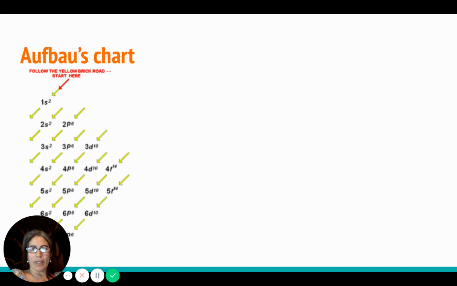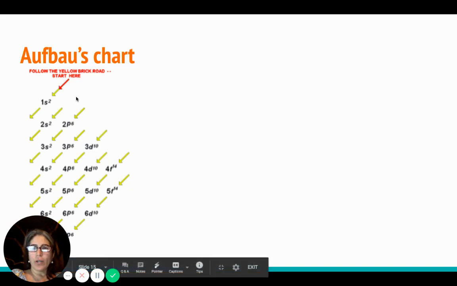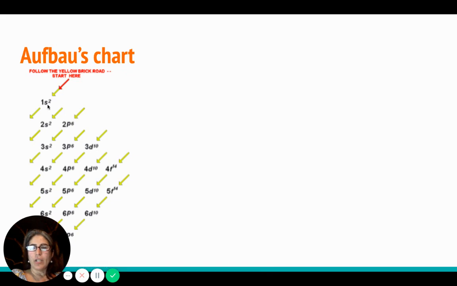And okay, so this Aufbau chart, you have it in your note taker. This is the chart that is going to tell us the order in which the electrons are going to be filled up. So what does this chart mean? You have in your note taker a chart where I placed the Aufbau chart, and beside it I placed some notes so you can do some labels.